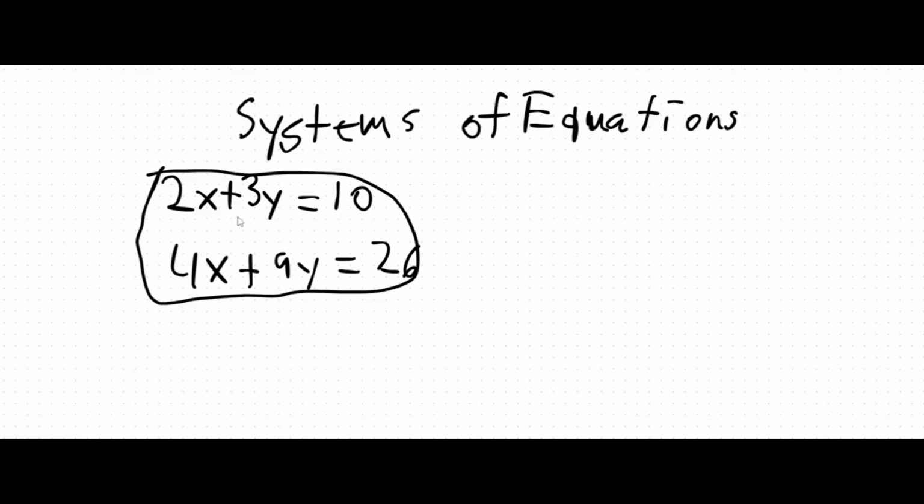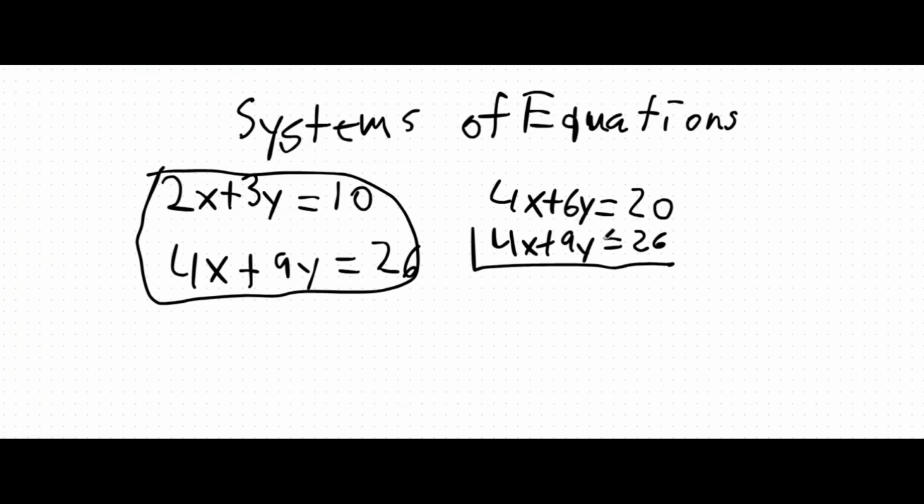So if we multiply 2 on all sides, we get 4x plus 6y is equal to 20. And we have 4x plus 9y is 26. Now, the next step is you subtract one equation from the other. The idea being is you can cancel out some terms. So 4x minus 4x is 0, and 6y minus 9y is negative 3y, and 20 minus 26 is negative 6. Solving for y, we get y equals 2.